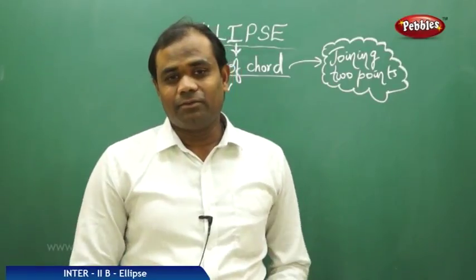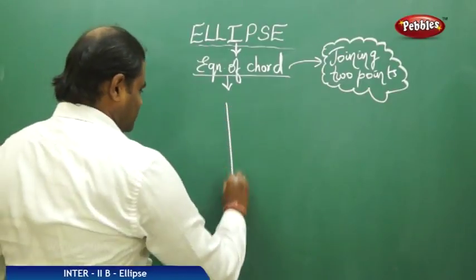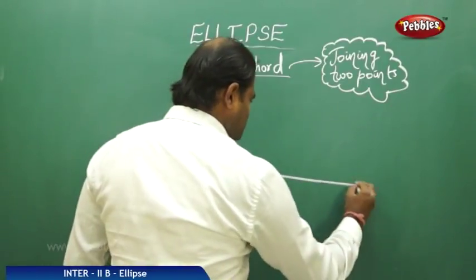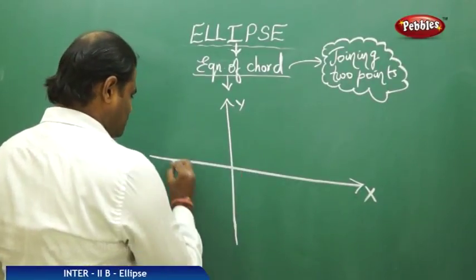Now let's see the equation of the chord joining two points. So for example, I have the equation of the ellipse in standard form with x-axis and y-axis out here.